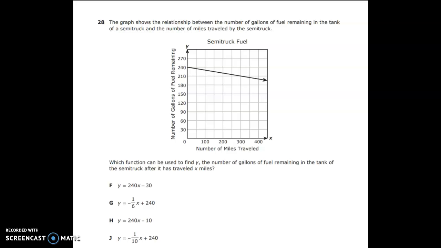Y equals 240X minus 30. Y equals negative 1/6X plus 240. Y equals 240X minus 10. Y equals negative 1/10X plus 240.